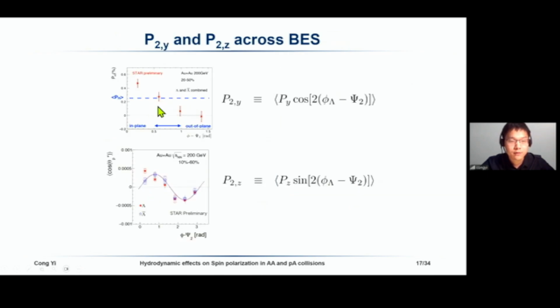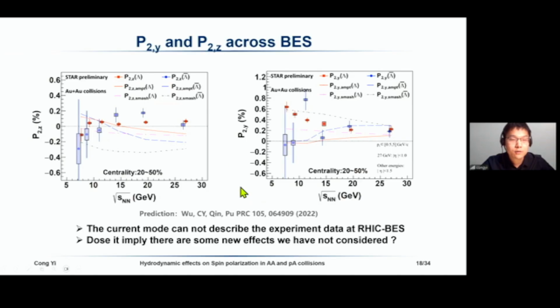Another experimental observation of the local spin polarization is the second Fourier coefficients of the spin polarization along the y and the z direction, which are also known as P2y and P2z. They are the amplitude of the local spin polarization. We further use the hydrodynamic model to study the P2y and the P2z across the RHIC beam energy scan region. The left figure is the P2z as a function of collision energy. The red and blue markers are the experimental results. We can find it will change its sign at lower collision energy. The different lines represent our numerical results with different parameters. We can find our current model cannot describe the experimental data for P2z at the RHIC beam energy scan region.